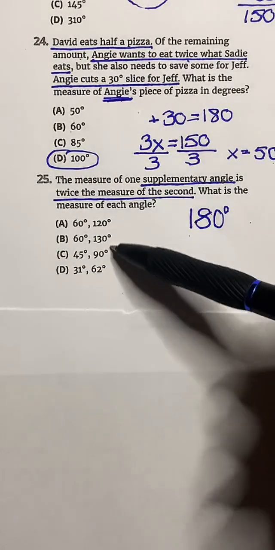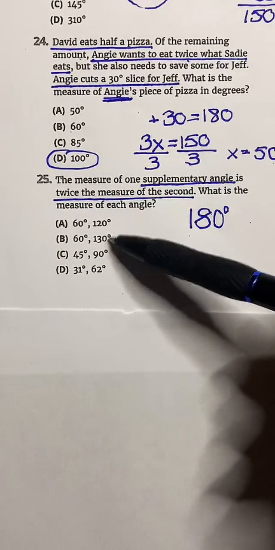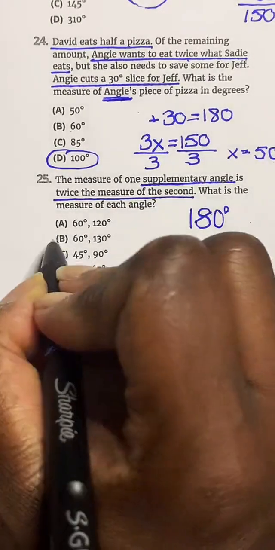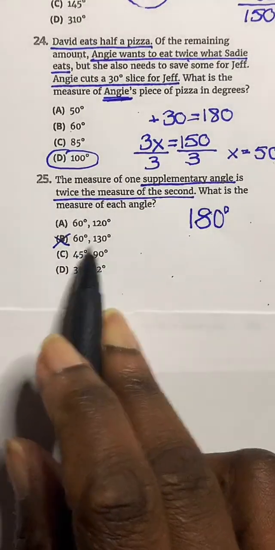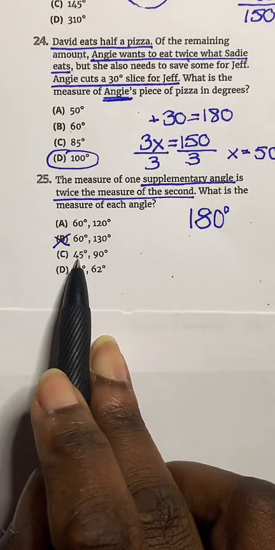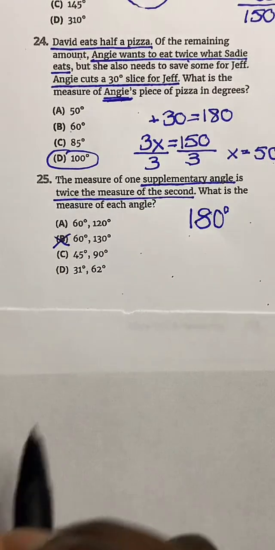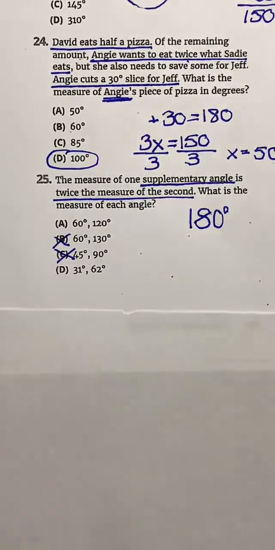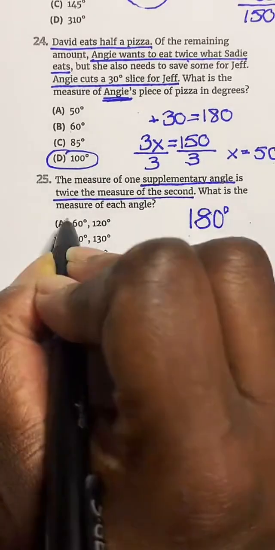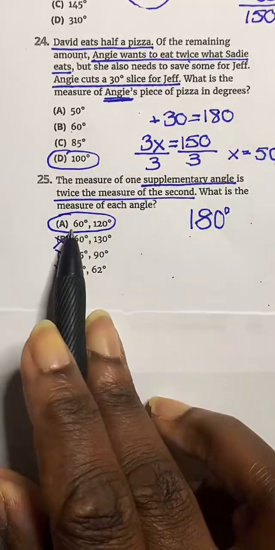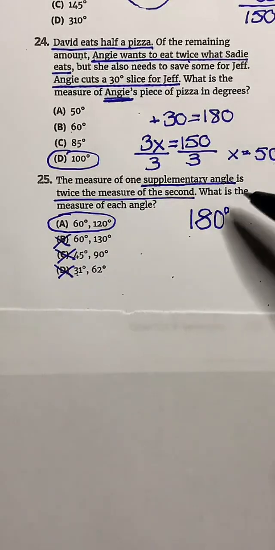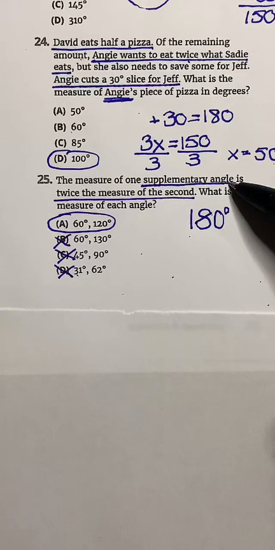So if I'm looking at my answer choices, I'm going to get rid of B, because if I tried to double 60, it's not going to give me 130. That's done. Plus, if I add them together, that doesn't give me 180. Same thing here. If I add the 45 and the 90, that's not going to give me 180. If I tried to add the 31 and the 62, that's not going to give me 180. So my answer is going to be A, because 60 plus 120 gives me my 180. So they wanted to see, do you know what the meaning of the word supplementary is?